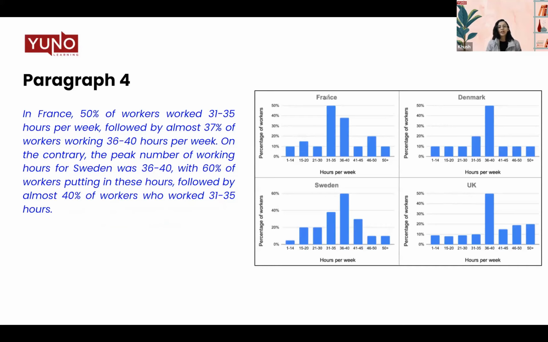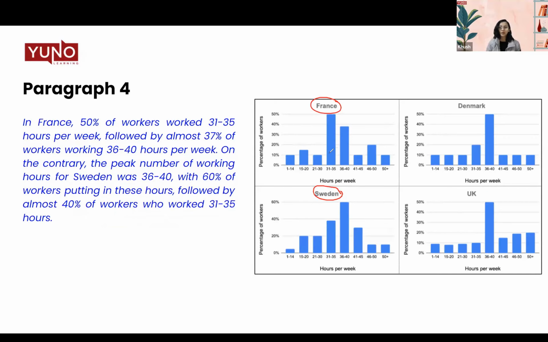Now, next, I compile France and Sweden in the last body paragraph, because see, again, there's some sort of similarity here also that we can club together. So in France, 50% of workers work 31 to 35 hours per week. So this is the number of hours highest, followed by almost 37% of workers working 36 to 40 hours. So this is around 37.